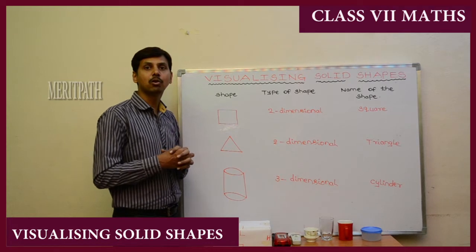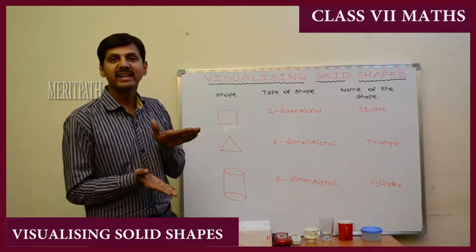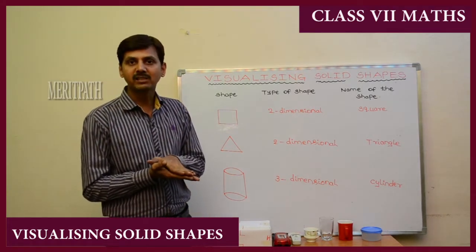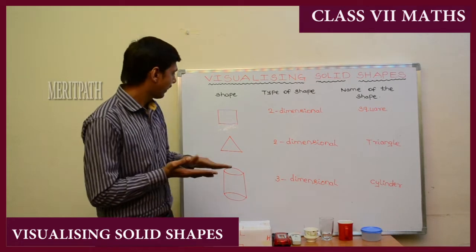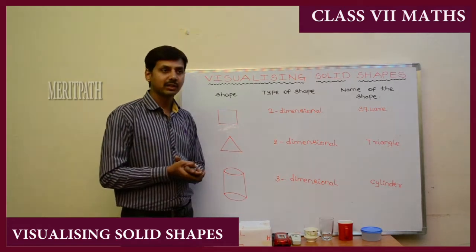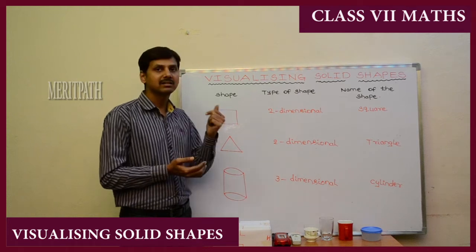And when we draw a triangle, it has a base and a height. In these two measurements we can measure it. So it is a two-dimensional shape, a triangle.